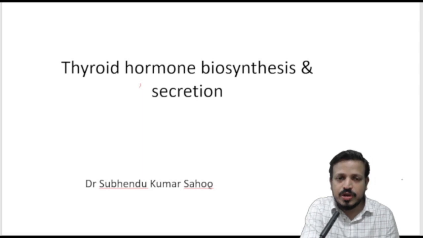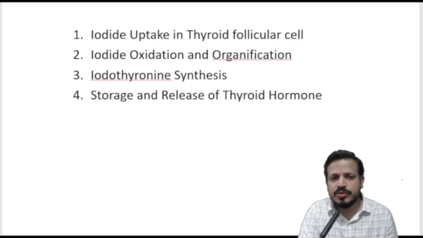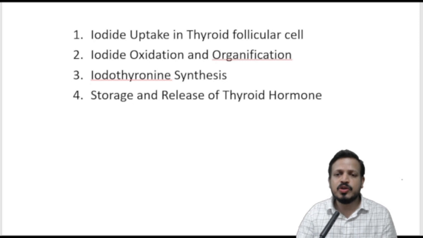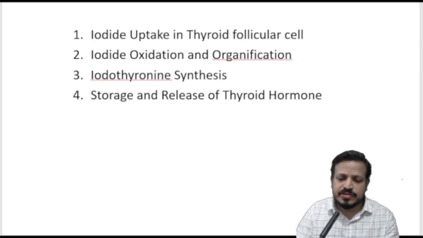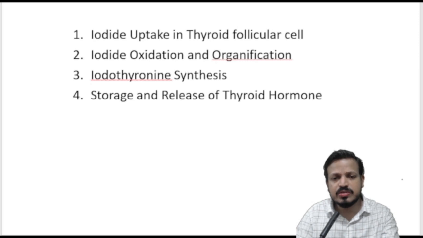Hi friends, today we'll discuss the topic thyroid hormone biosynthesis and secretion. Thyroid hormone biosynthesis occurs in a series of regulated steps which involves iodide uptake in the thyroid follicular cells, iodide oxidation, organification, iodothyronine synthesis, and storage and release of thyroid hormone.